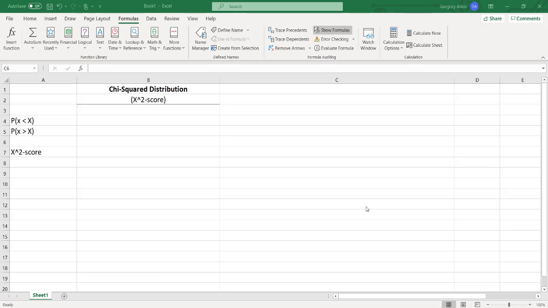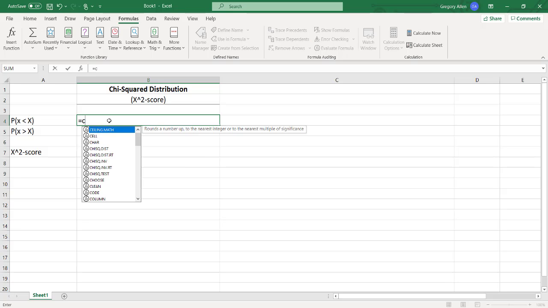Excel has several functions that you can use to get values related to the chi-squared distribution. And again, if you've watched any of the previous Excel lectures, the one on the t-distribution or the one on the normal distribution, the functions here are going to be very familiar. If you want to find the area below a given chi-squared value, you'll use the function equals chi-squared dot dist. And hopefully, again, if you've watched those previous lectures, this is very familiar.